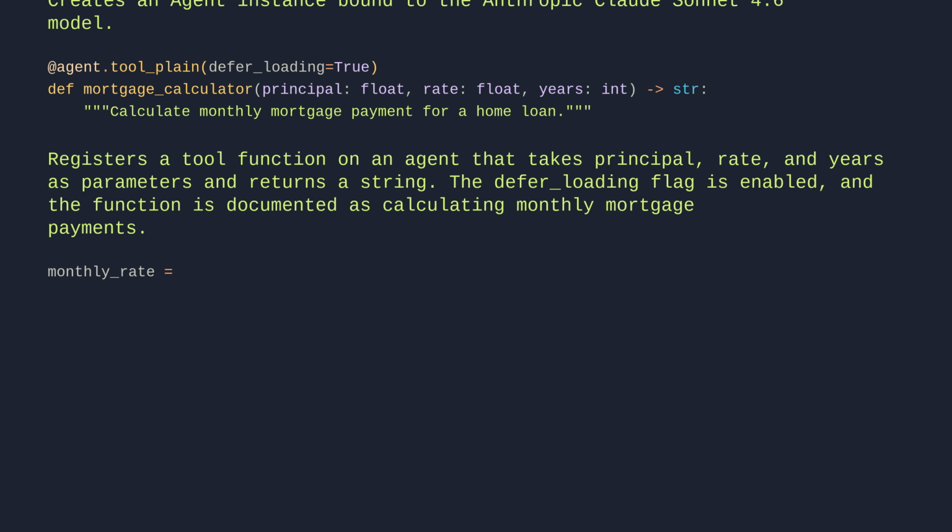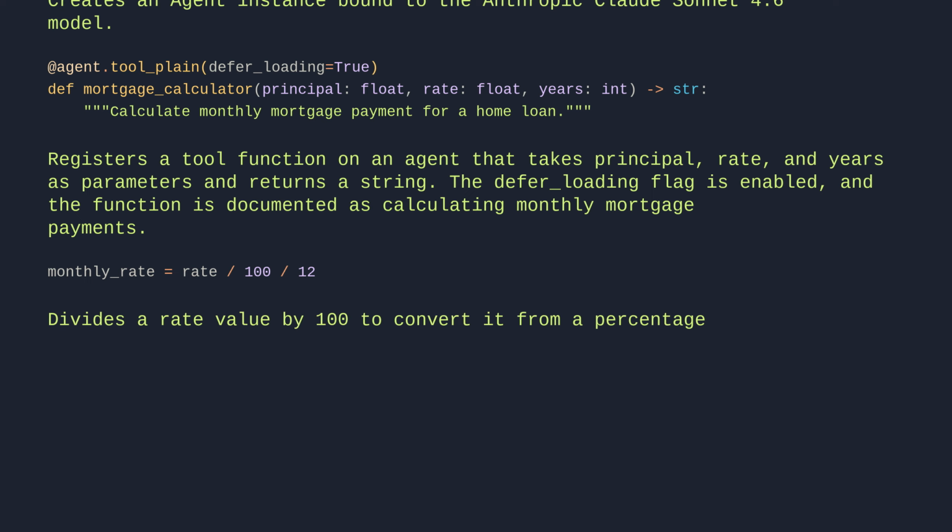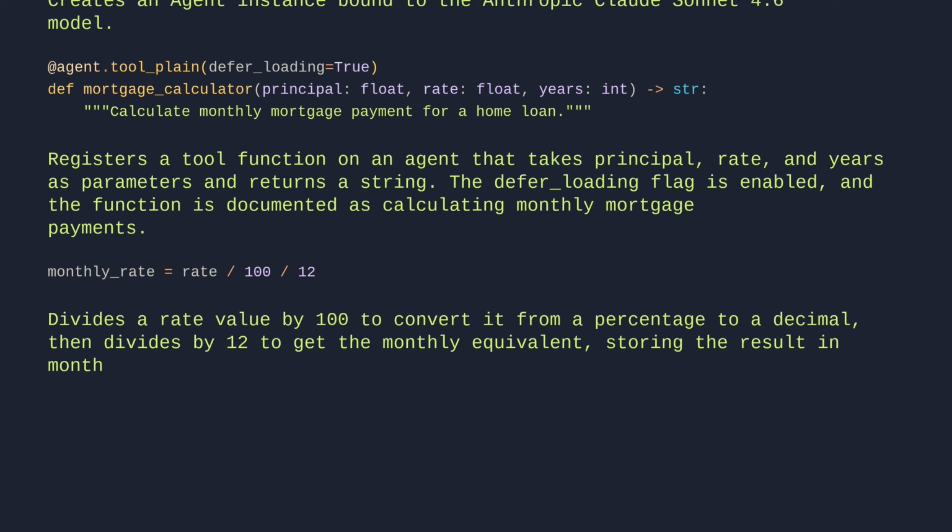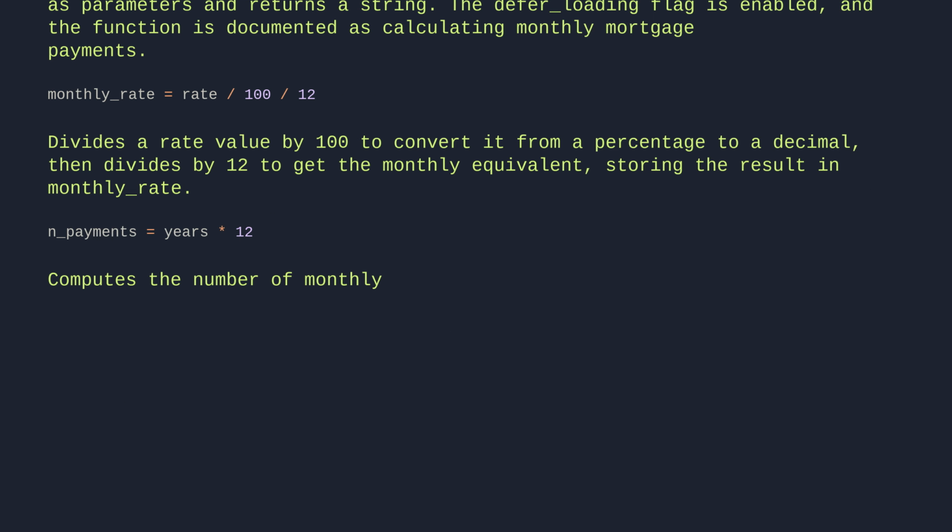monthly_rate = rate / 100 / 12. Divides a rate value by 100 to convert it from a percentage to a decimal, then divides by 12 to get the monthly equivalent, storing the result in monthly_rate. n_payments = years * 12. Computes the number of monthly payments by multiplying years by 12, storing the result in n_payments.